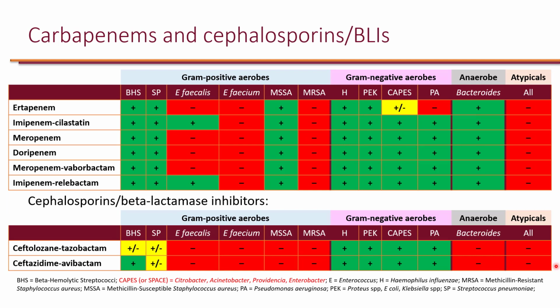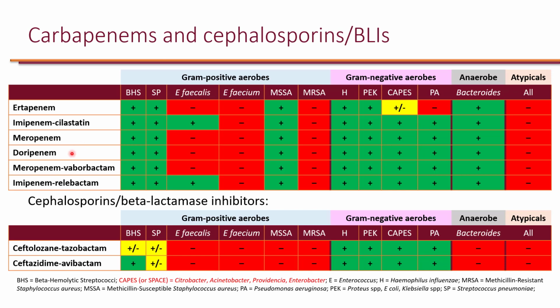Now let's take a look at carbapenems. In general, we have ertapenem that does not have Pseudomonas activity, so it's narrower compared to the rest of the carbapenems. The rest of the carbapenems are active against Pseudomonas. Now, all of them are active against Bacteroides, but none of them are active against atypical organisms. None of them are active against MRSA, but they are all active against MSSA. And lastly, imipenem might have some activity against Enterococcus faecalis.